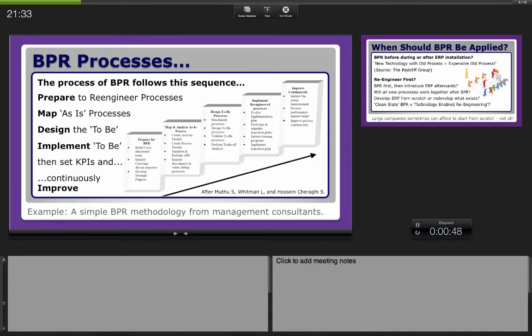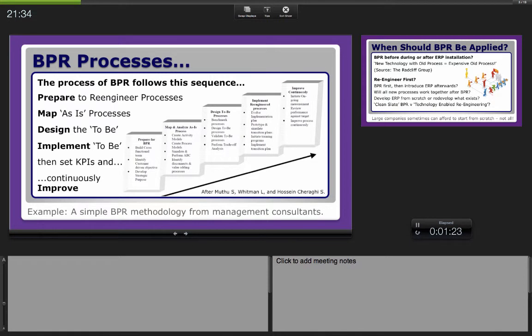Then we map the as-is processes. We might benchmark against other companies to develop our to-be processes. So in the as-is stage, we create activity models, process models, simulations, and then identify any problems that there are with processes so that we can model the new ones, which we validate during the design to-be process stage, and then perform trade-off analysis.